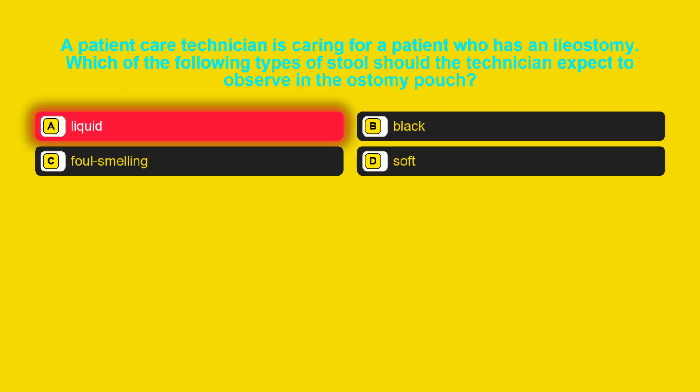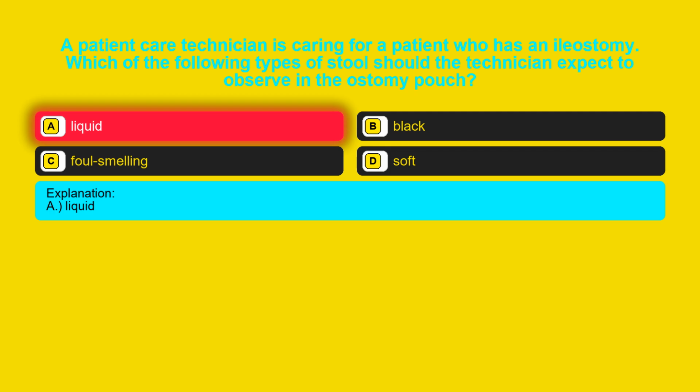The correct answer is option A. Liquid. A. Liquid.